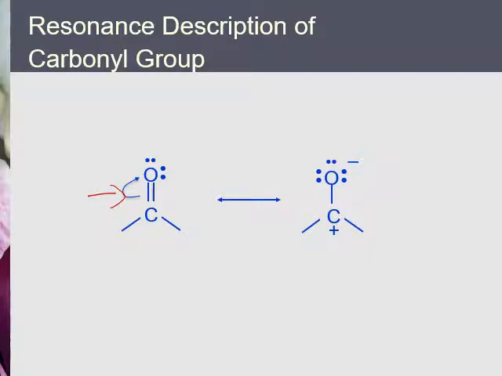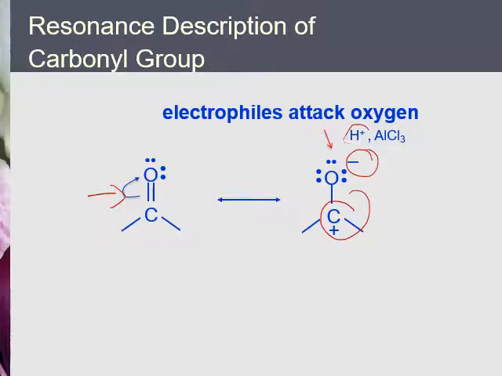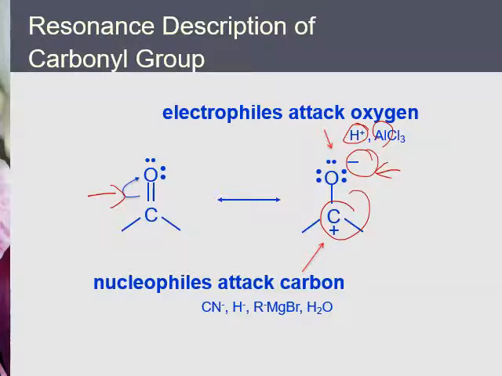We can draw a resonance structure to show carbon has a positive charge, oxygen has a negative charge. The consequence is the negative oxygen attacks positive hydrogen or aluminum, which has empty p orbitals. Oxygen serves as a base. On the other hand, the positive charged carbon may be attacked by nucleophiles. Nucleophiles means the group or atoms that love nucleus, and these are usually electron-rich atoms or groups.